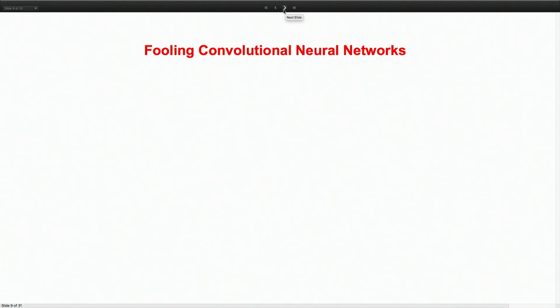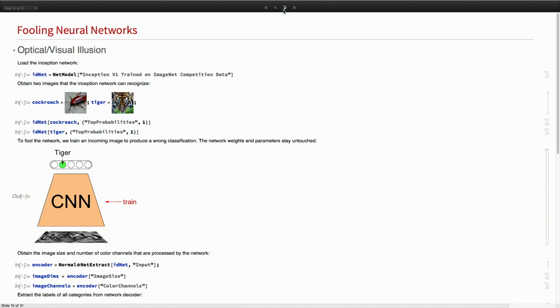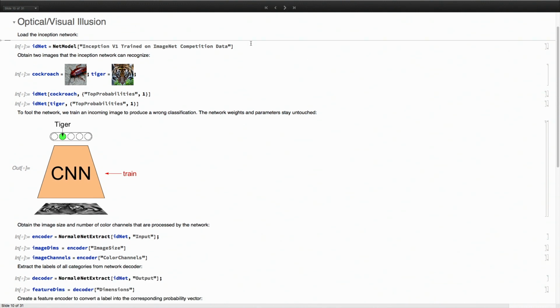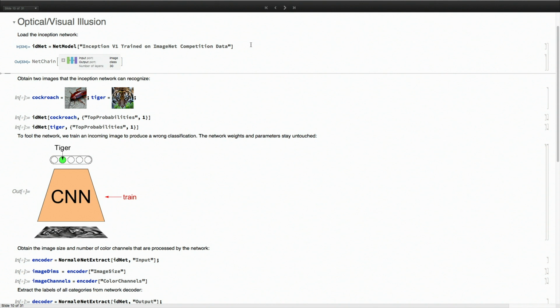Now, however, I just recap a little example that I think I presented a year or two ago. Just a very quick recap. Neural networks are also easily fooled. And what I'm doing here is the following. I just load one of our first image identification networks, the Inception V1, version 1, trained on the competition data of ImageNet.